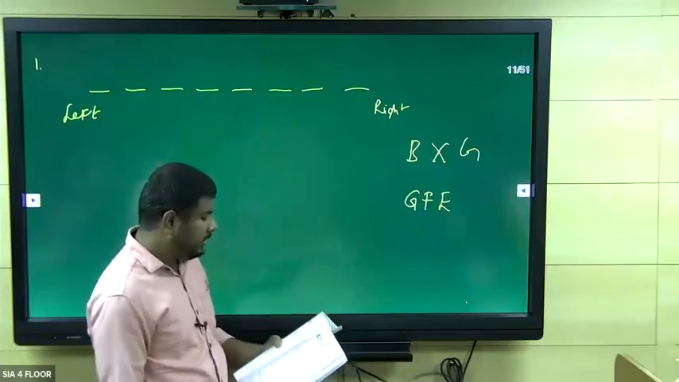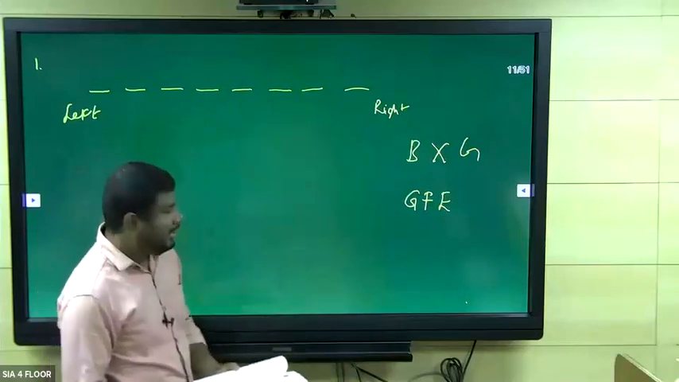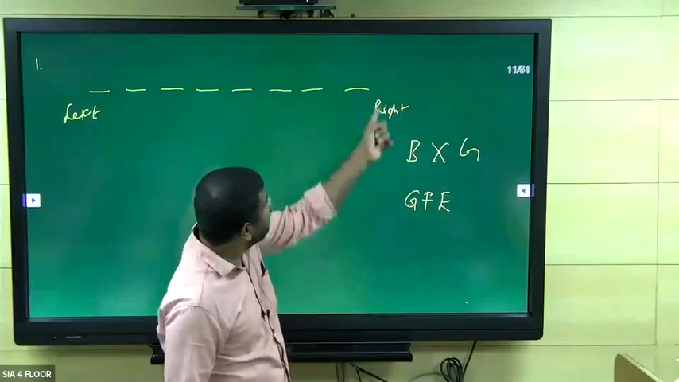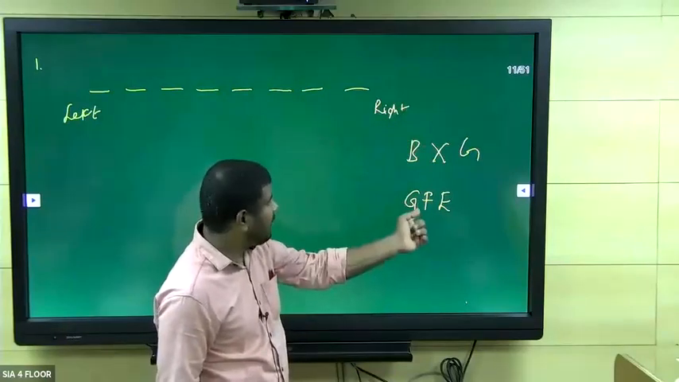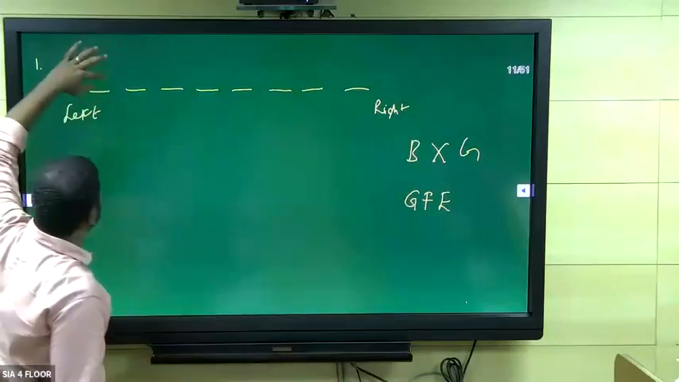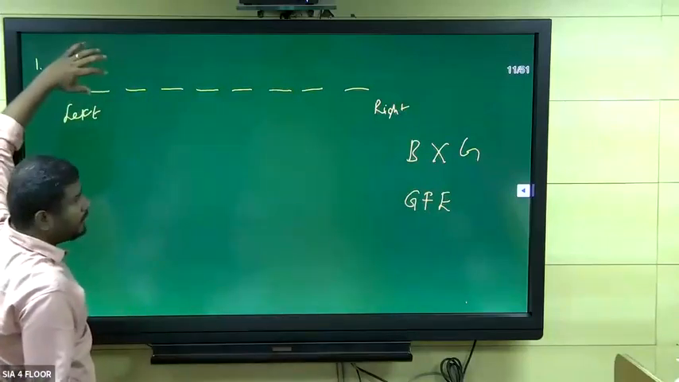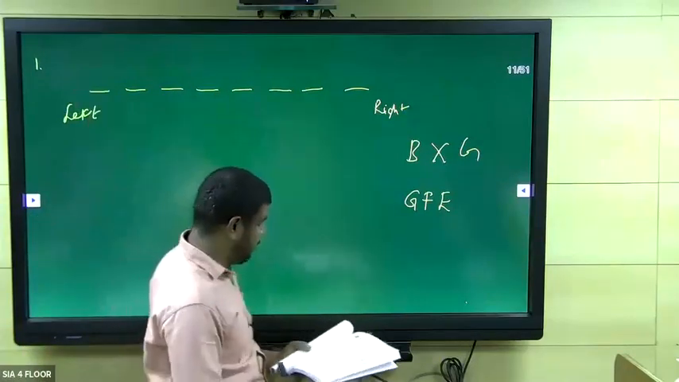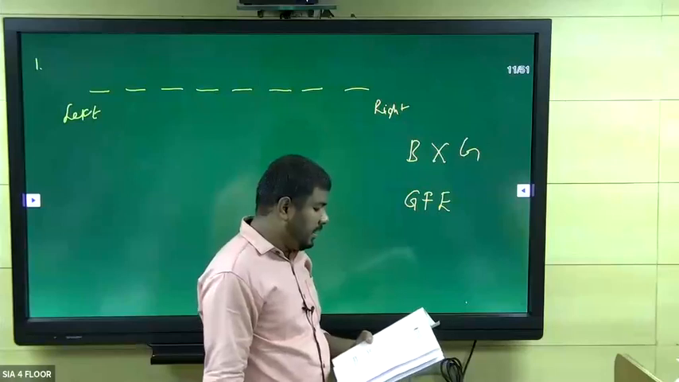So next one. G is not at the extreme end. By seeing this, we can clearly say G is not at the extreme right corner because to the right of G, F is there. The only place G can come is here. This is one possibility, but they have clearly given that G should not come to the extreme left. So next, read the next clue.